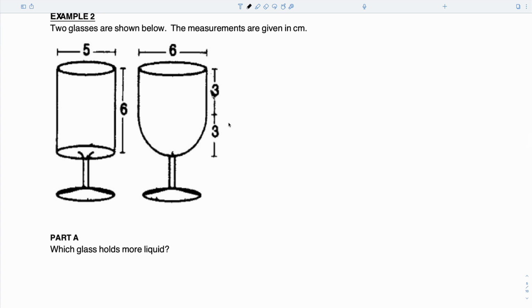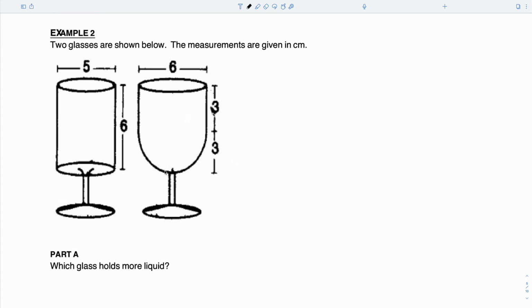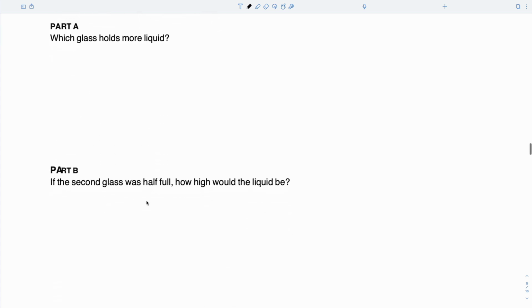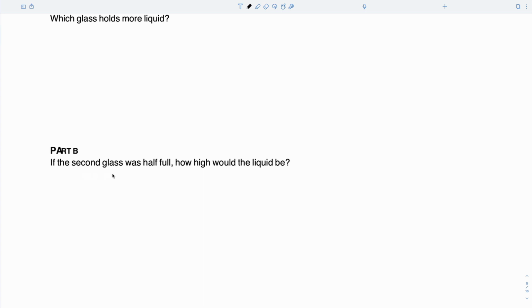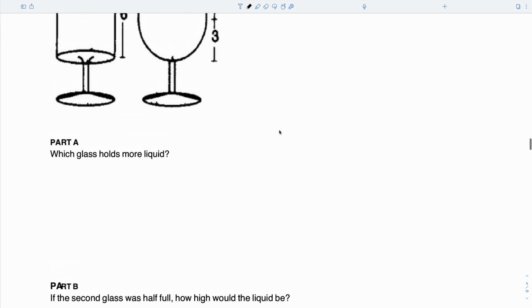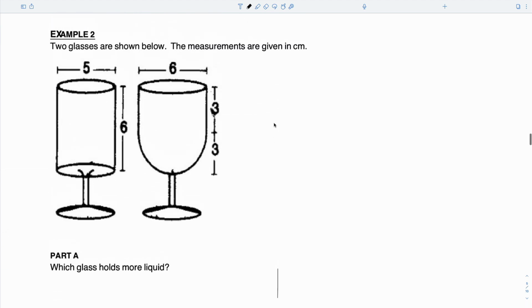2 glasses are shown below. The measurements are given in centimeters. Part A wants to know which glass holds more liquid. Part B, if the second glass was half full, how high would the liquid be? Is there a part C to this one? Nope. Great. Let's start out with the cylinder. That one's the easiest.